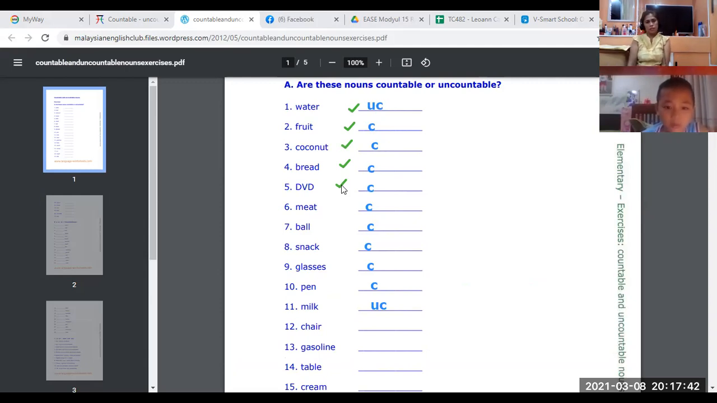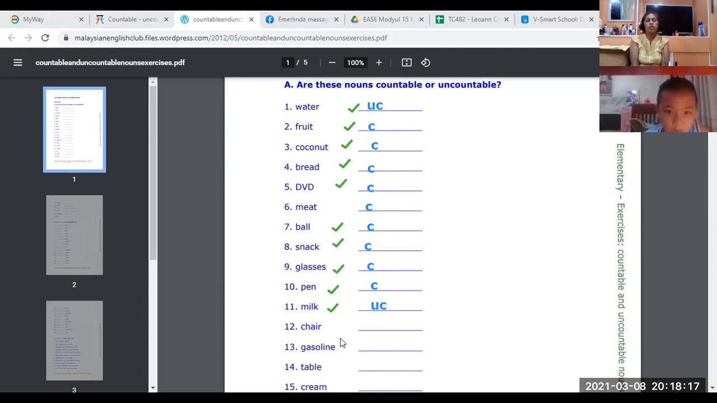Meat. Do you think the meat is countable, Kyo? It is not. Meat is not countable. You cannot count the meat. Kyo. Ball, countable. Snack. Glasses. Pen. Milk.